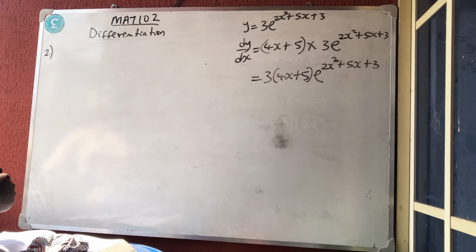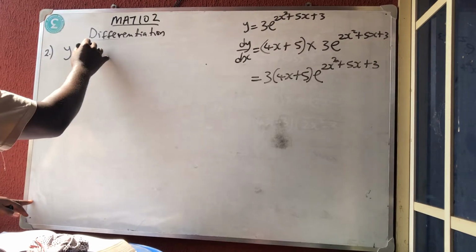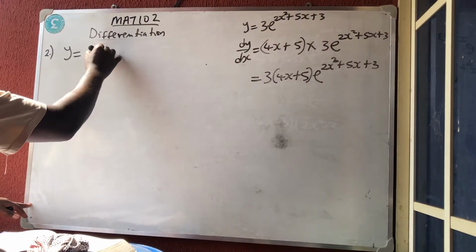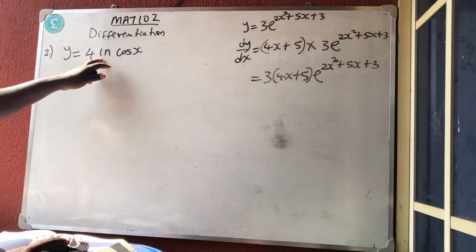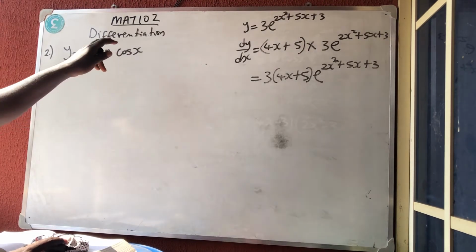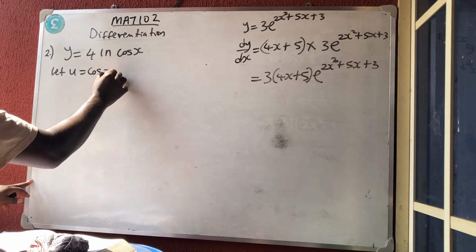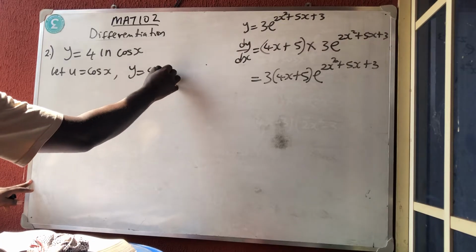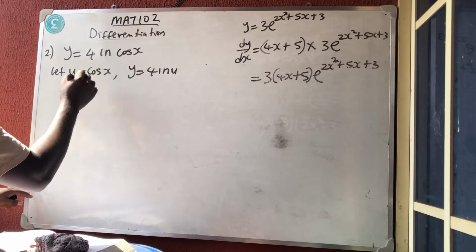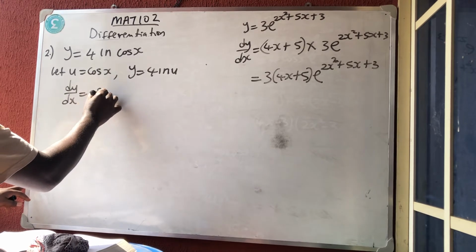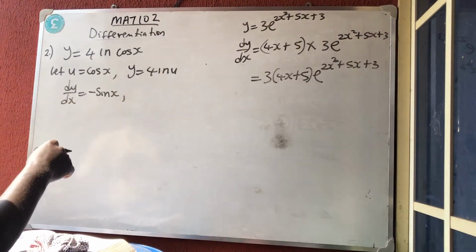Okay, for logarithm, I'm having that y is equal to 4 ln cos x. On a normal, it's supposed to be ln x, but since I have ln cos x, that cos x is the bracket. So we say let u be that cos x. So therefore my y will now be 4 ln u. Okay, so these two will give me du/dx, which is differentiation of cos, which is minus sine x. So that is why you need to know that standard derivative. If you know that standard derivative, there is nothing you cannot solve in differentiation.